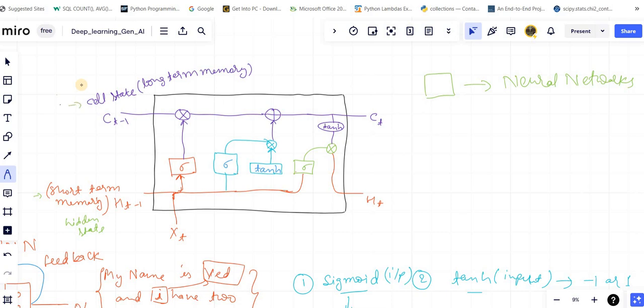Okay. XT is the word at the current time which we will feed into the network. Let's suppose there is this sentence, my name is Ved. Now I want to see the computation for the first word. So it means the word my. So this my is going in as the XT. So this is the value for the XT. Okay.